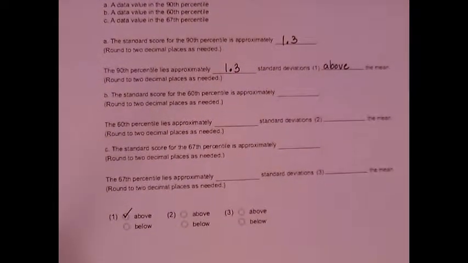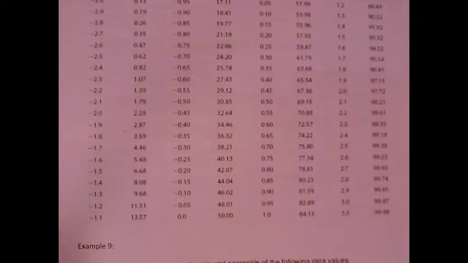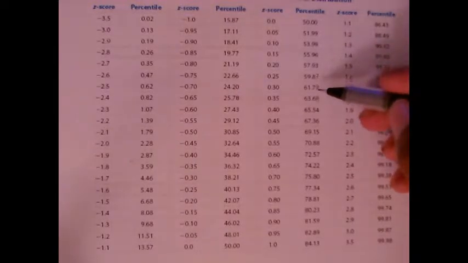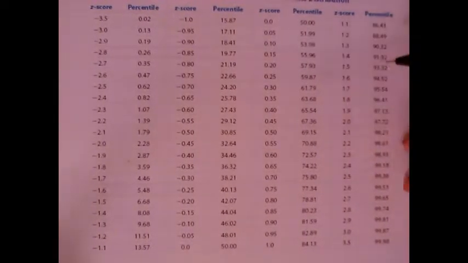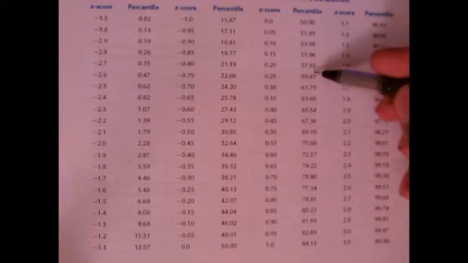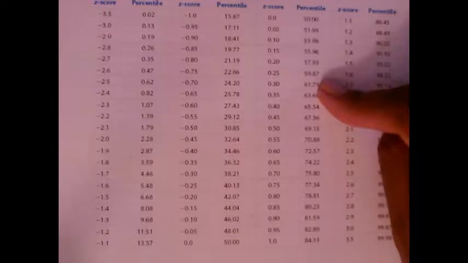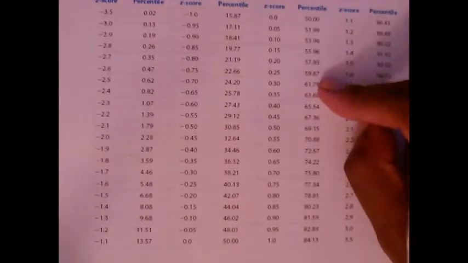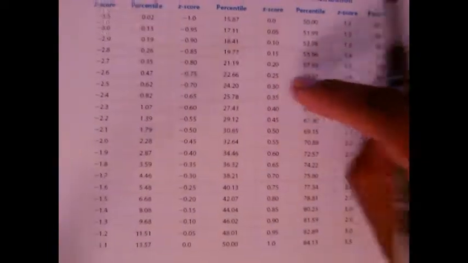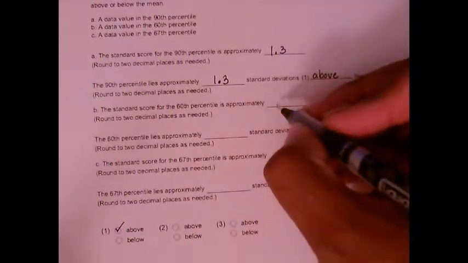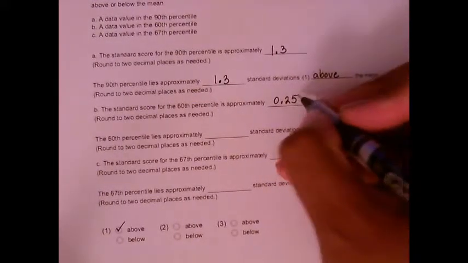Alright, now part B, a data value in the 60th percentile. Well, in this case, we're not going to find the exact 60% in this table. We need to look for, in the percentile column, a percentage that's closest to 60%. In this case, I will pick this one where it says 59.87. That's closest to 60%. The z-score that corresponds to it will be 0.25. So a standard score for the 60th percentile is approximately 0.25.